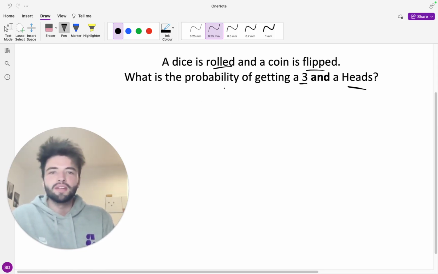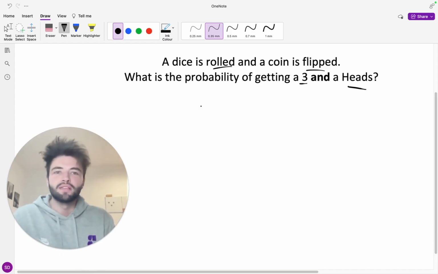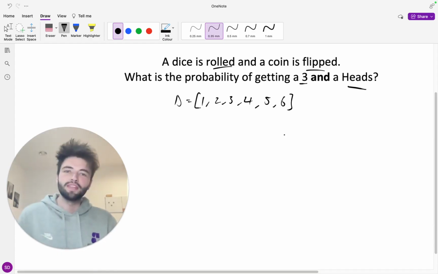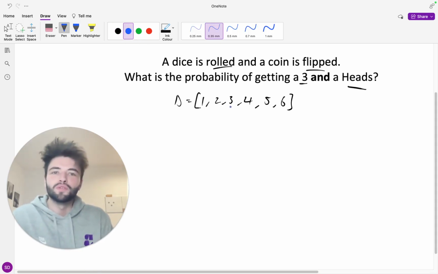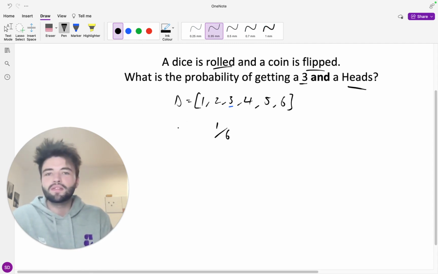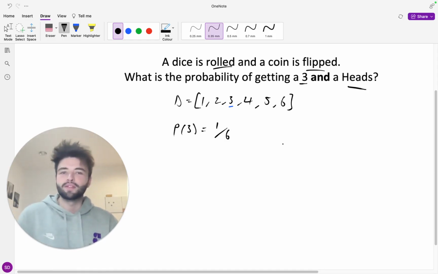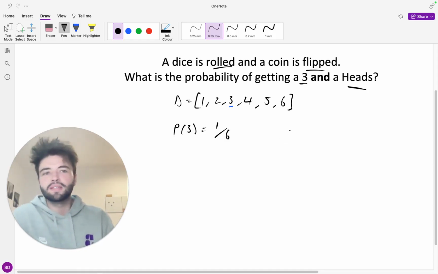But to actually get on with this, we first of all need to find out what the chance of rolling a 3 is. So I've created the set D here, D for dice, the set of numbers on a dice. You can see that there's only one 3, as we know. So we put 1 over the total number of numbers on a dice, which is 6. So our chance here is going to be 1/6, and that's it for our dice roll.